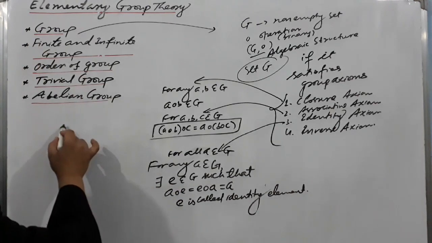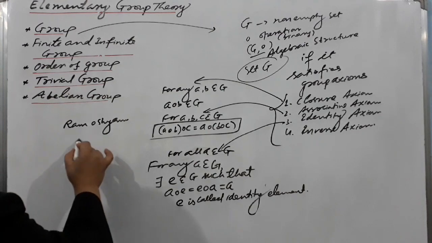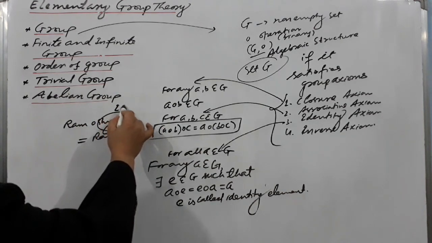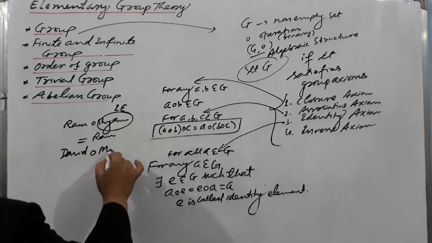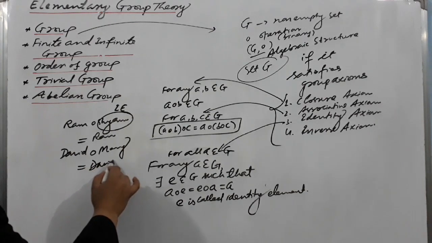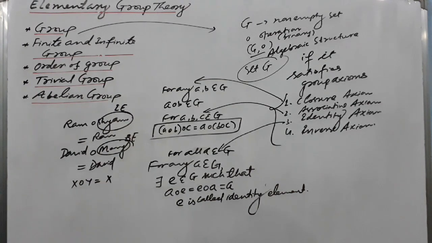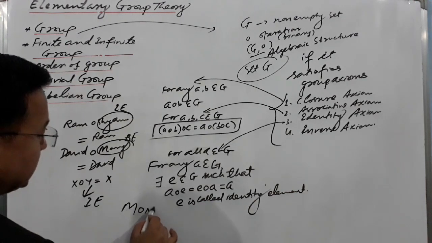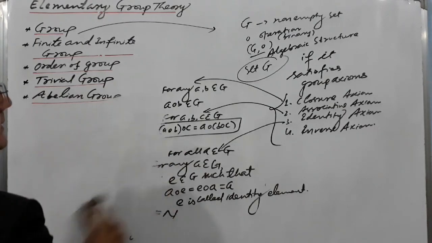This is identity. So let me tell you again. If I write down here, Ram operation Shyam is equal to Ram, right? Then here we can say Shyam is your identity element. If I write down here, David operation Mary is equal to David, then this is your identity element, Mary, right? And if I write x operation y is equal to x, then here y is called your identity element. If I write m operation n is equal to n, then m is called your identity element, okay?